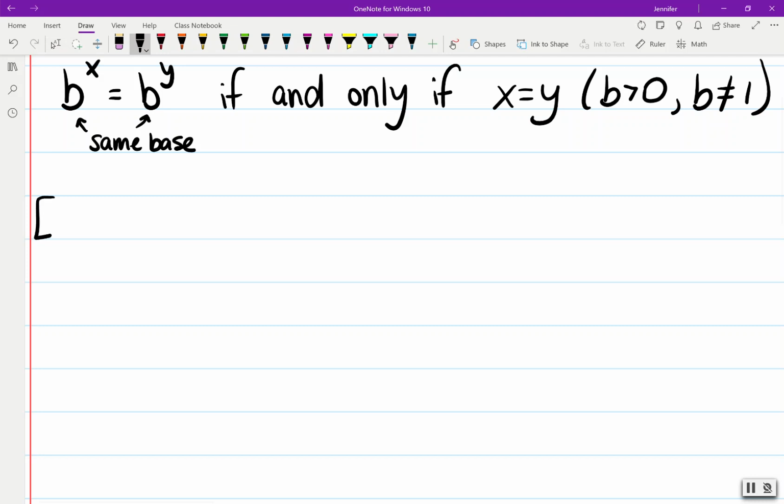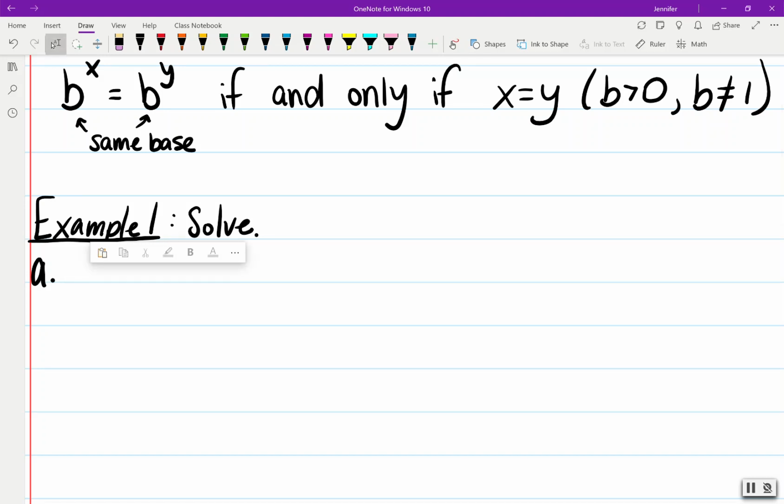Alright, so let's take a look. We're going to jump into an example. So we'll call this example 1. And example 1 says to solve. So we are given 4 to the 8th power is equal to 4 to the power of 2x minus 2.